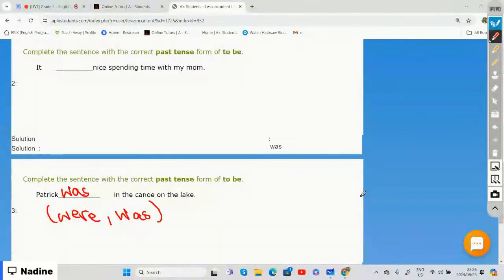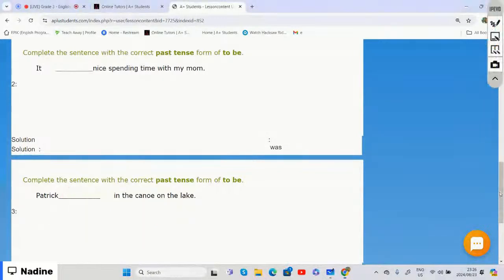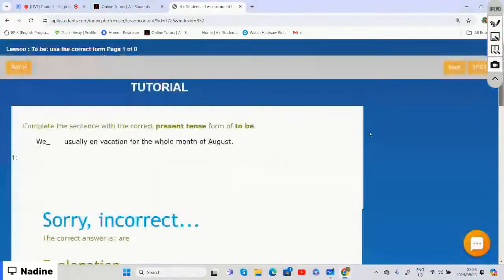So well done. So now we're going to our test where we are going to use the correct form of the word to be.